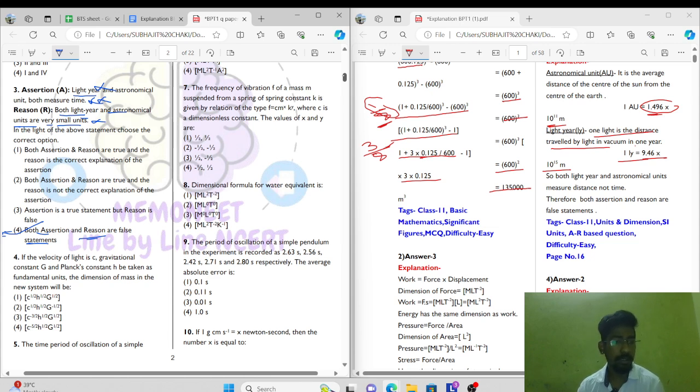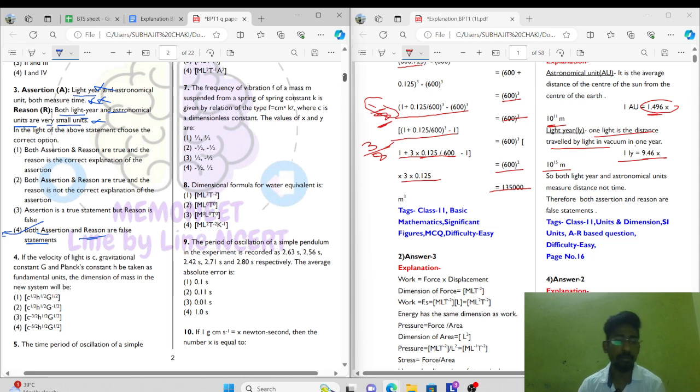Okay, now both assertion and reason. Now question number 4. If the velocity of light is c, gravitational constant is G, and Planck's constant is h, taken as fundamental units, find the dimension of mass. Velocity of light, gravitational constant G, and now Planck's constant, right?